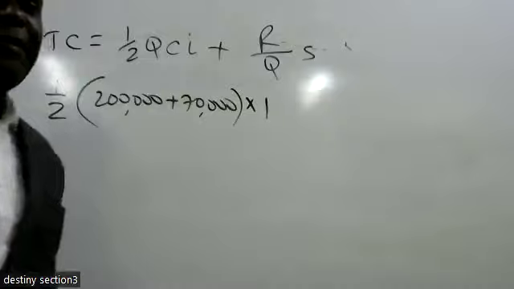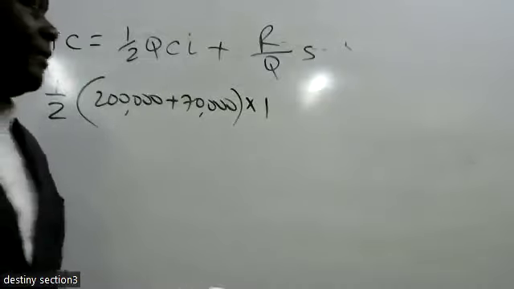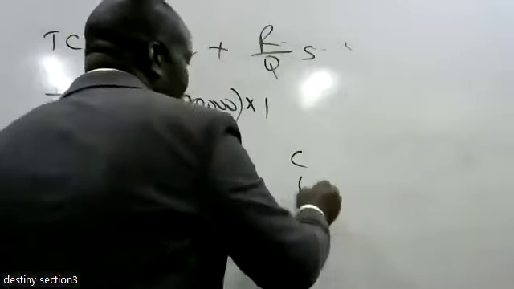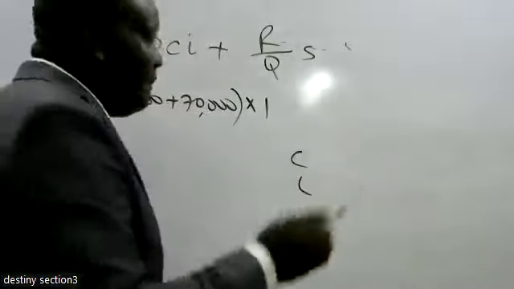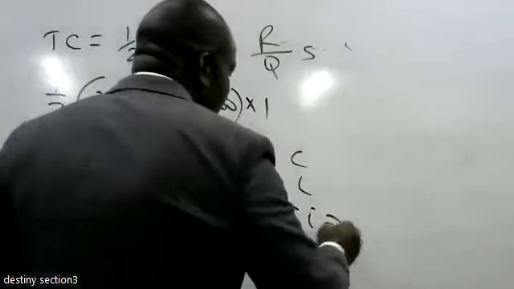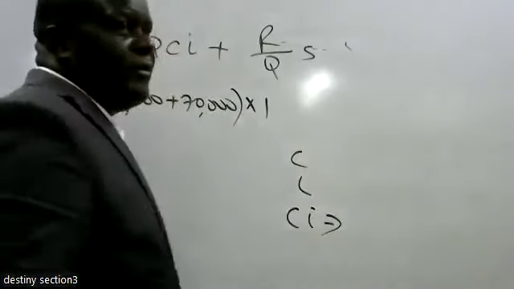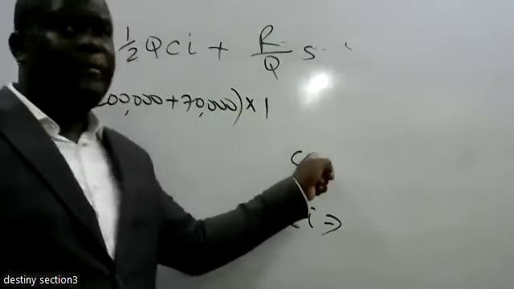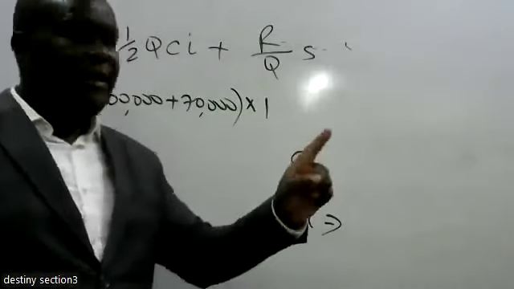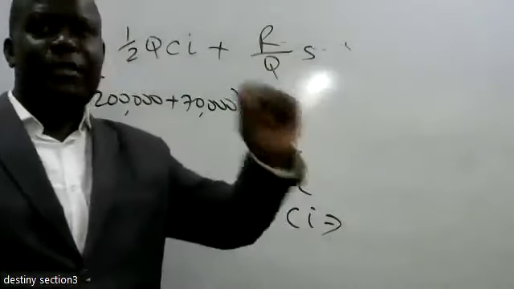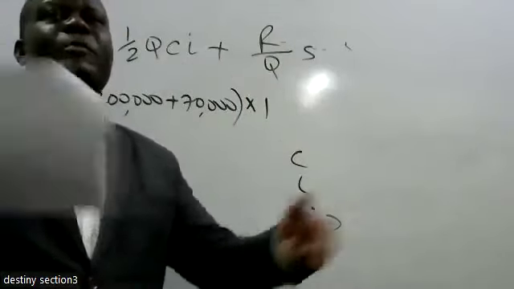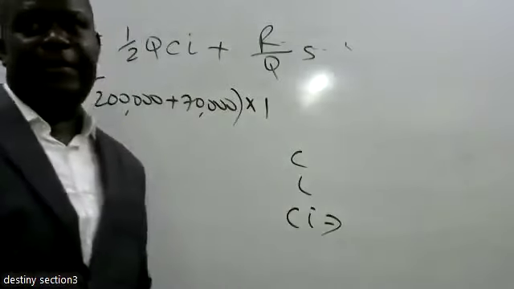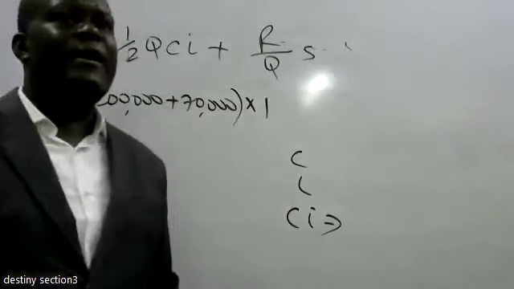Yeah, they have not given you C separately and I separately. Remember, C is normally the purchase price per unit, and I is the holding cost percentage. But when you combine them together, it becomes the holding cost per unit, or the carrying cost per unit.